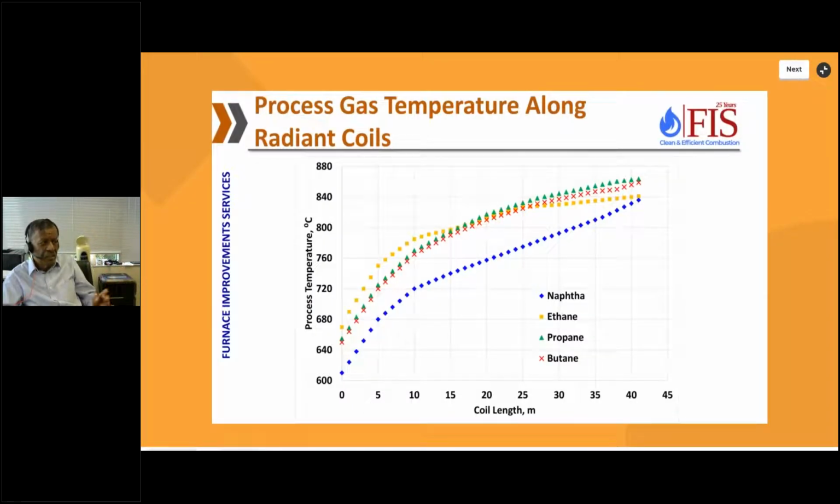This is a very nice graph drawn by our team, and it shows the coil lengths. Typical coil lengths are anywhere between 100 to 140 feet. That's typically the coil length. And it shows the coil temperatures, the fluid temperatures, the process gas temperatures. This is for the naphtha, and the yellow is for ethane, which is another very common feedstock. And we are talking of going all the way up to 840 degrees centigrade, which is about 1500 plus 50, or even higher.